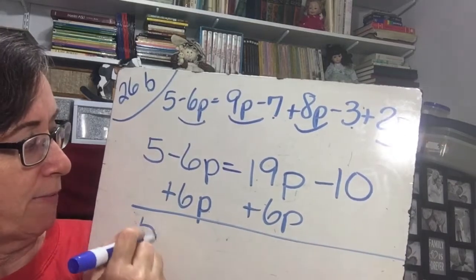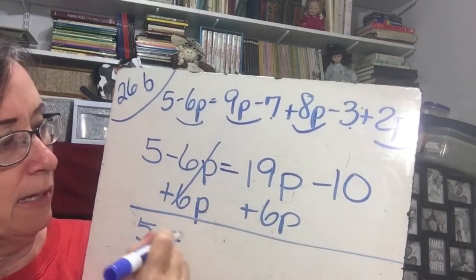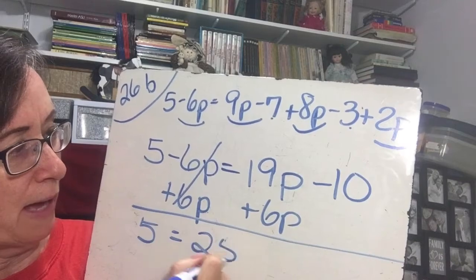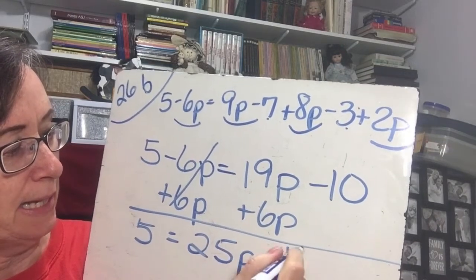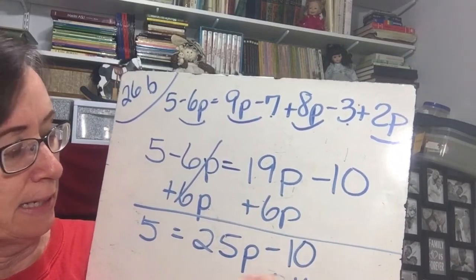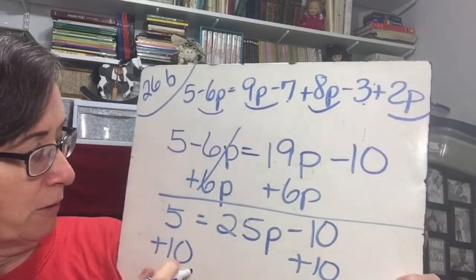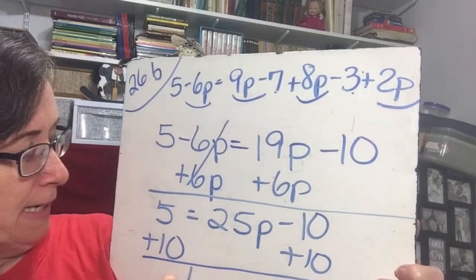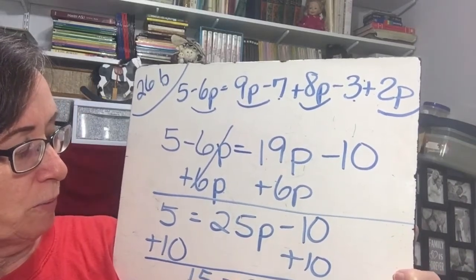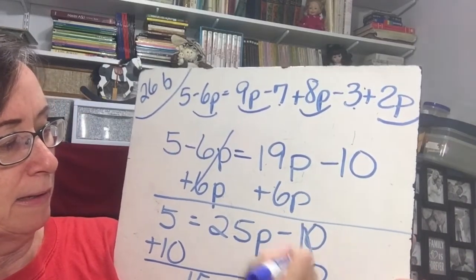And that's going to give us a 5 equals 25p minus 10. Add 10 to get the p term by itself. And we're going to get 15 equals 25p.